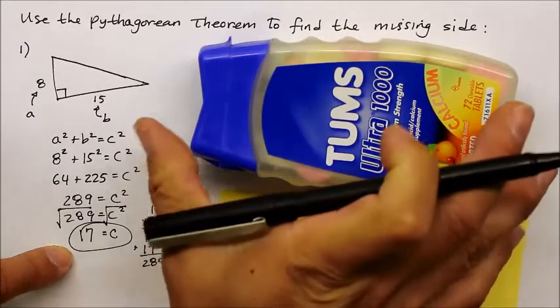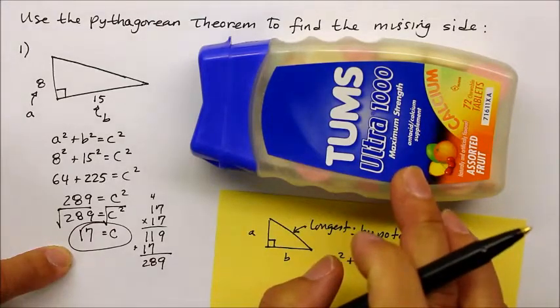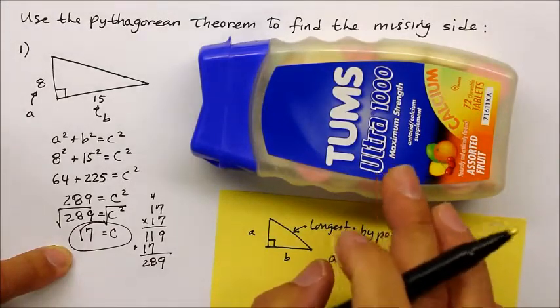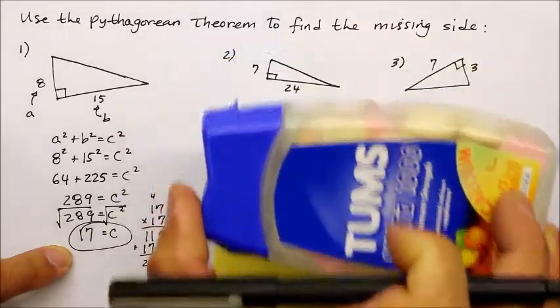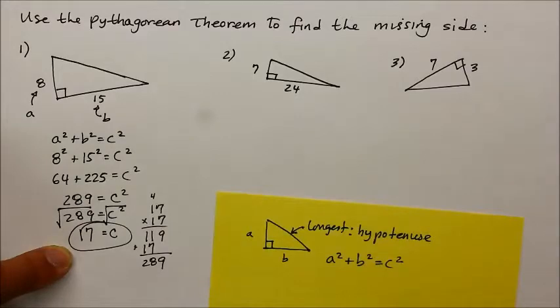Now why don't you try? When you work with students in math, you need a lot of these. Why don't you try numbers 2 and 3?